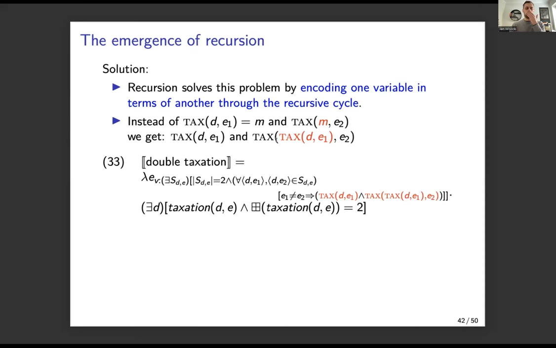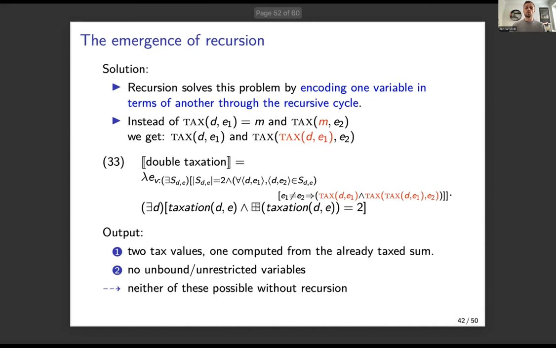So to get the recursive reading, everything remains as it was for the non-recursive reading. We have double taxation, which gives you taxation on D in E and two parts of it. And the crucial thing comes here. So this is a doubleton set such that for two elements of this, one has this property, so it is the value on D in E1, and the second one is the value of taxation of D in E1 in E2. So this is the recursive step, right? So what's the output? The output is that we have two tax values, one computed from the already taxed sum of money, and we have no unbound or unrestricted variables, and neither of these would have been possible without recursion. So now computation is safe.